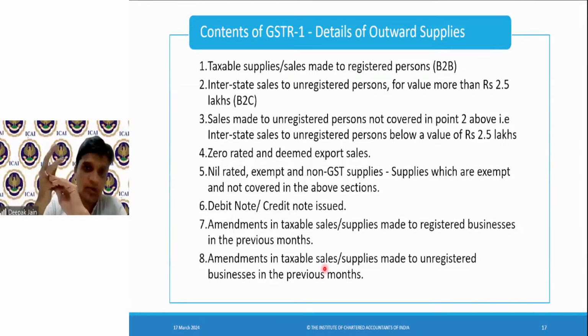Then all your exports, zero rated supplies and deemed exports, nil rated, exempt and non-GST supplies separately, debit notes and credit notes issued, amendments in taxable value. After all the supplies, if any amendments are there for the previous month's supply, that also has to be separately reported.